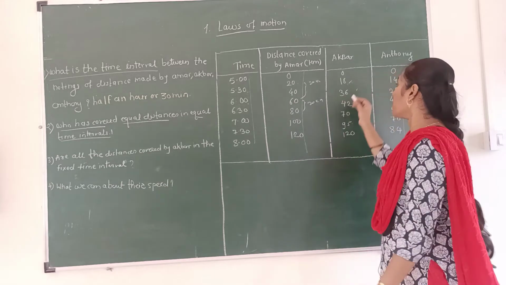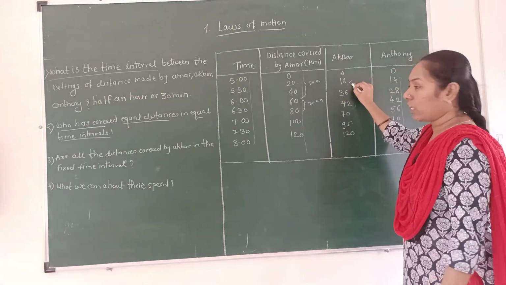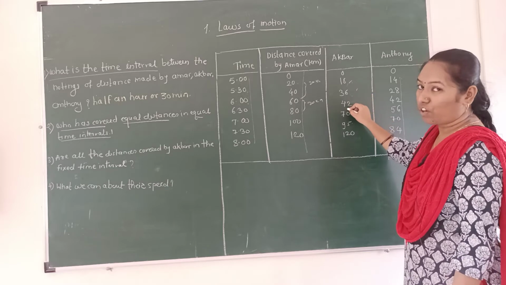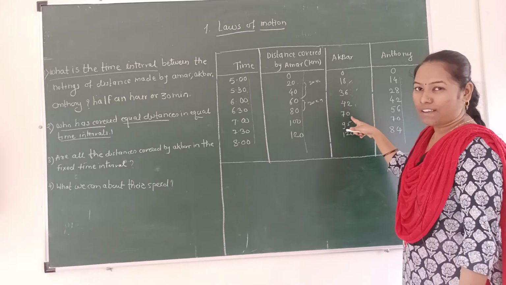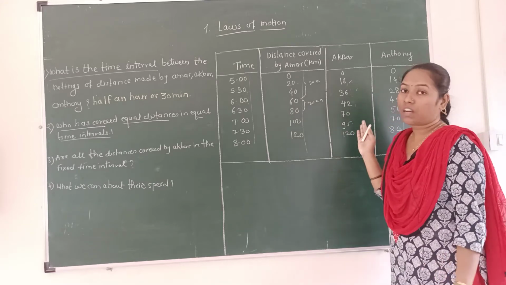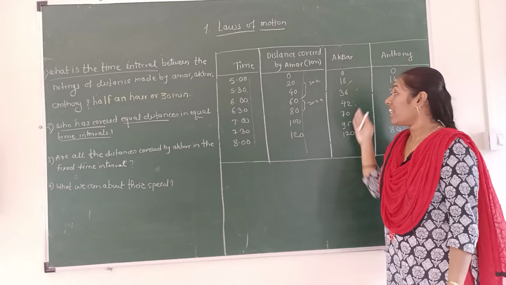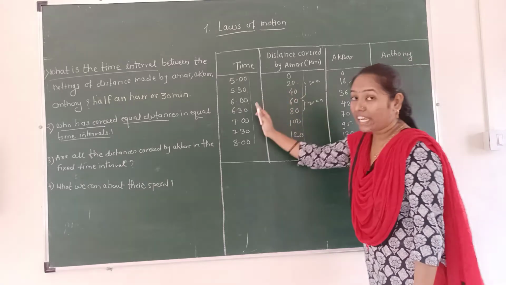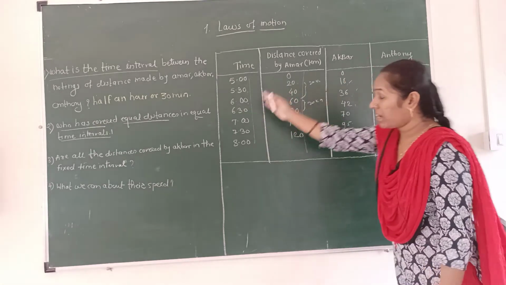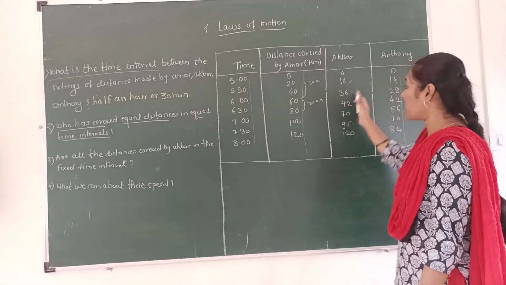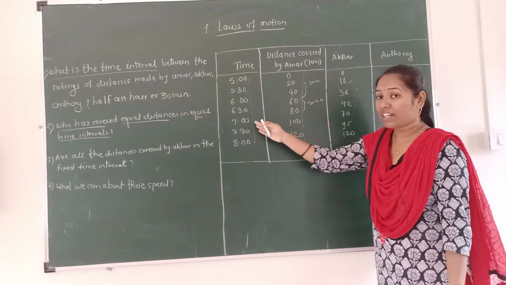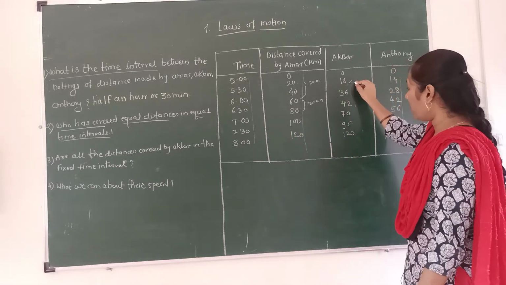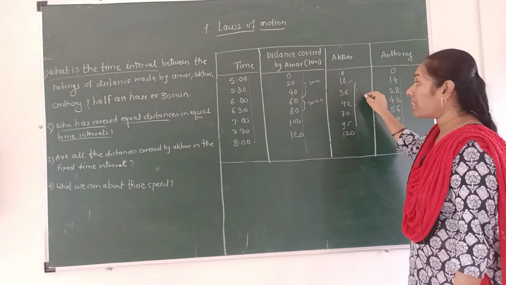What about Akbar? Here is 18 km. Here is 36 km. Here is 42 km. Here is 17 km. Here there is no equality. These are not equal distances covered in equal time interval. The time interval is equal, but the distances covered in equal time interval are not equal. Here are the unequal distances.